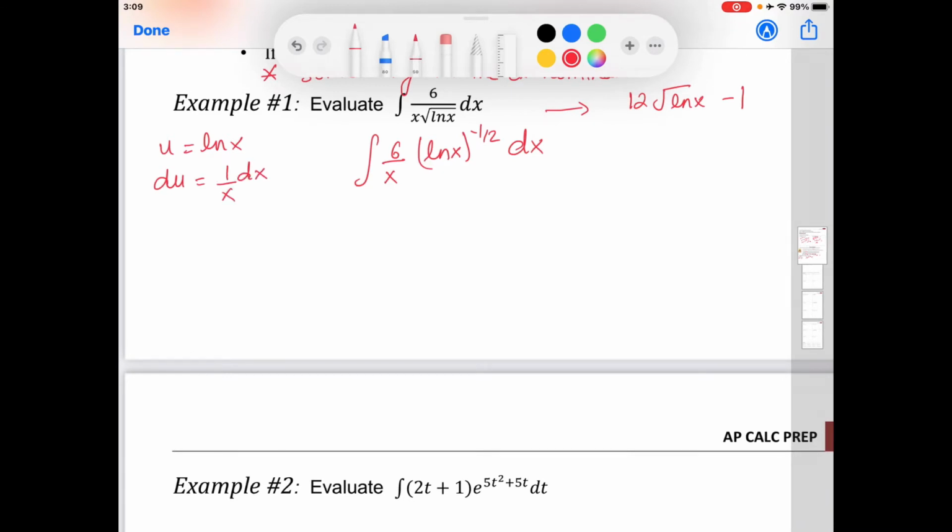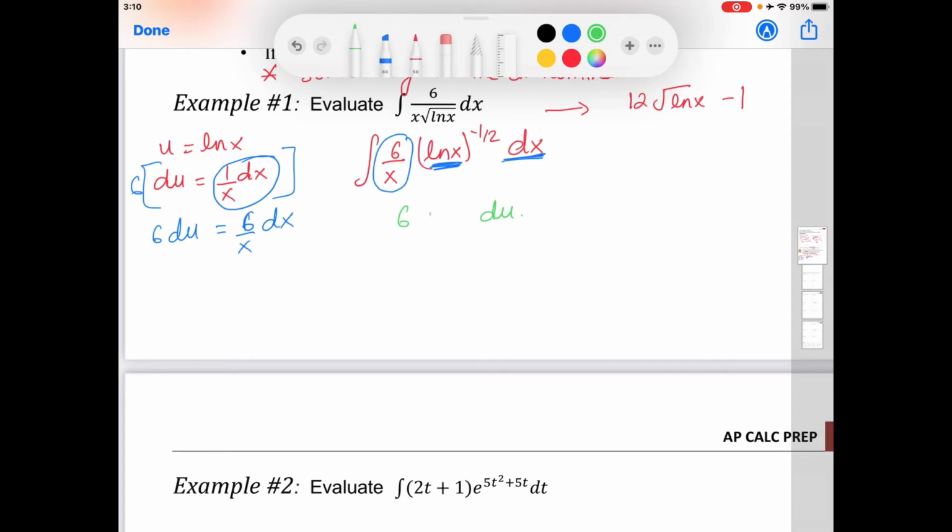But if you look at what I have and what I want to replace it with, this would be my U, and I have 6 over x dx. But I only have 1 over x dx here. So I'm going to multiply the whole equation by 6. So what I get is 6 du equals 6 over x dx, right? So I'm going to substitute in. In place of 6 over x dx, I'm going to write 6 du.